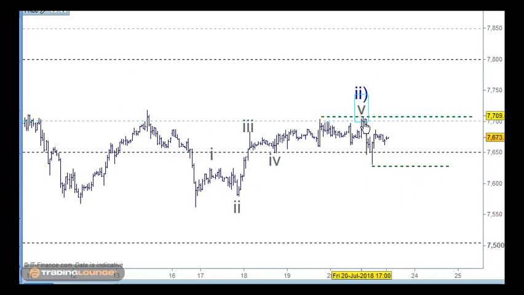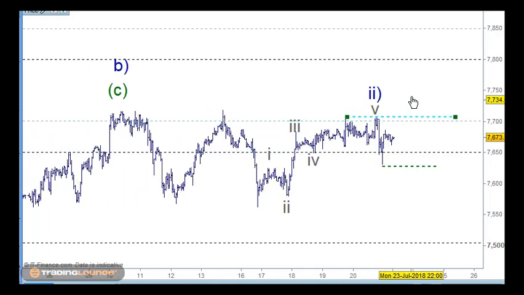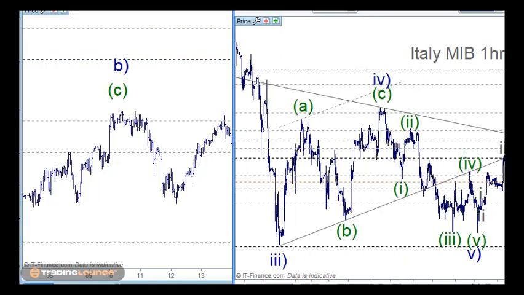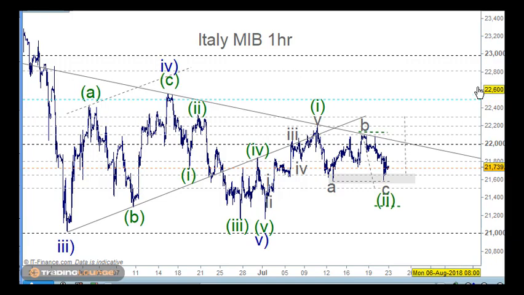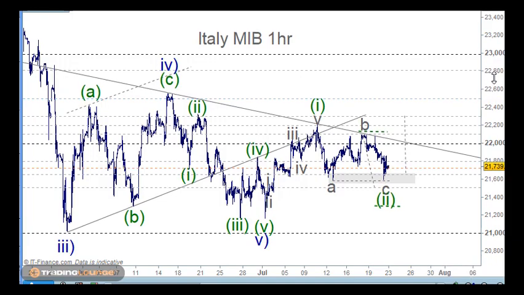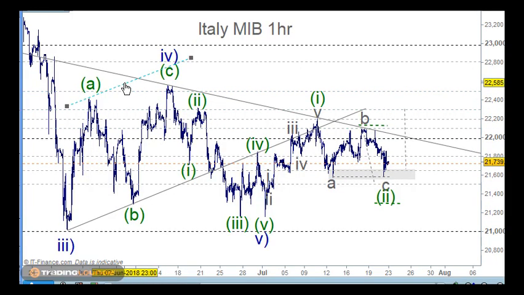That move from here down to here does appear to be in 5 waves, so it can certainly be bearish, but let's just buy new highs and sell new lows at that point. The MIB as well, if we could just bring that across here. So excuse the mess here, but we're pretty much sort of on track here.